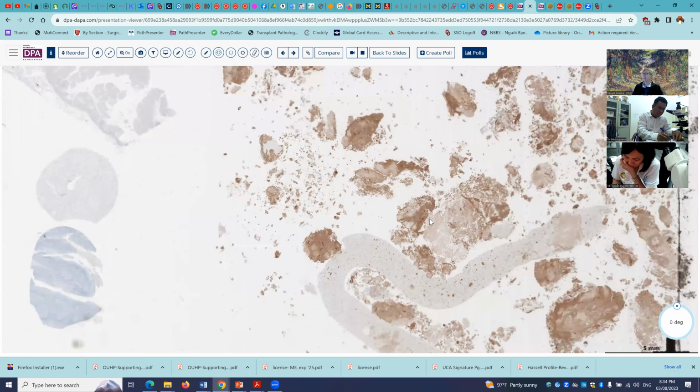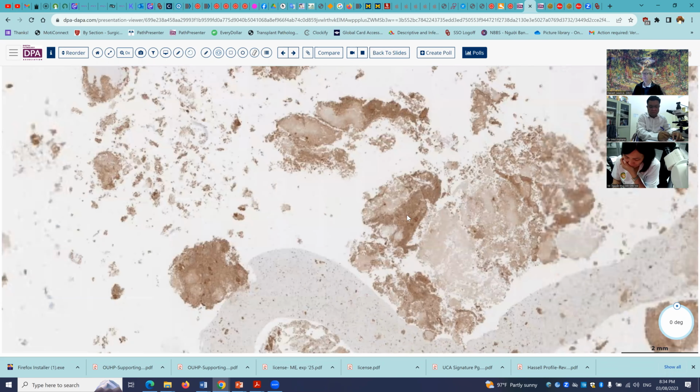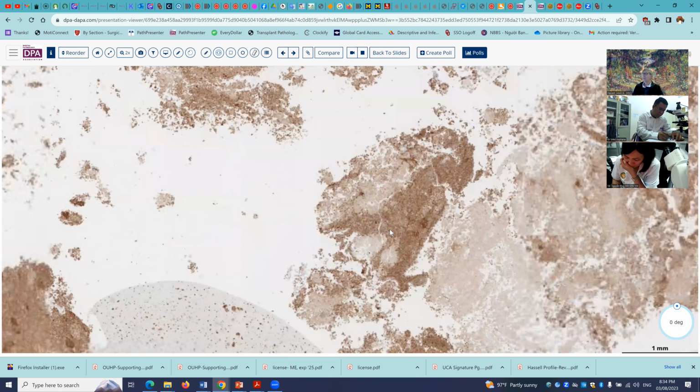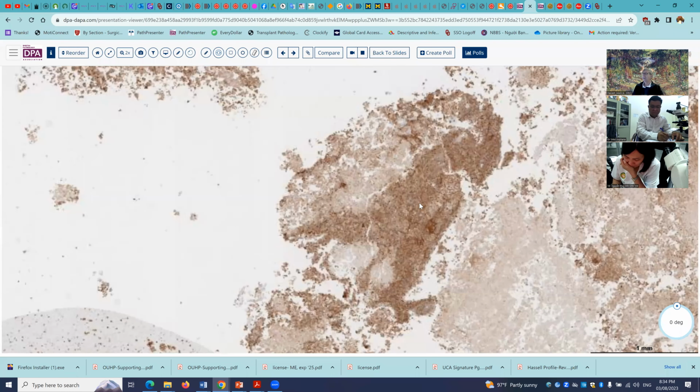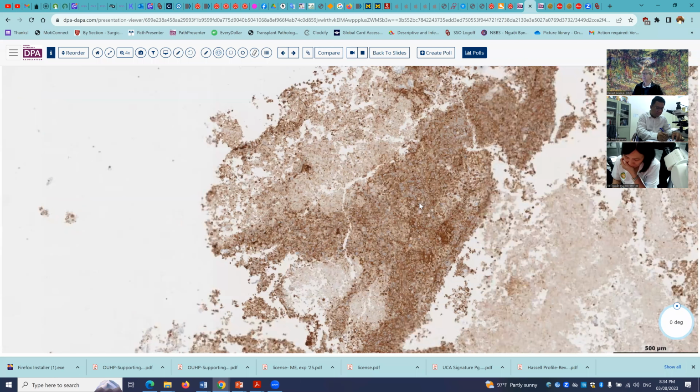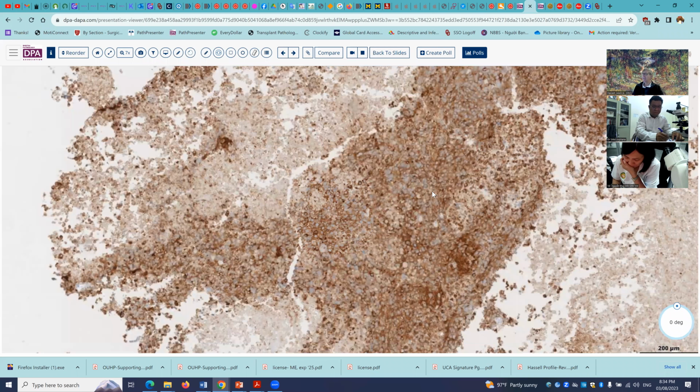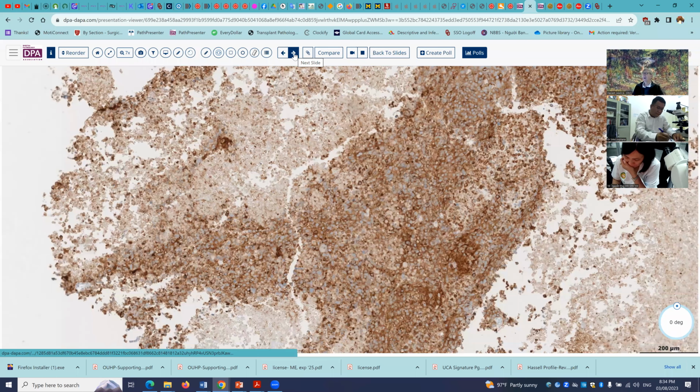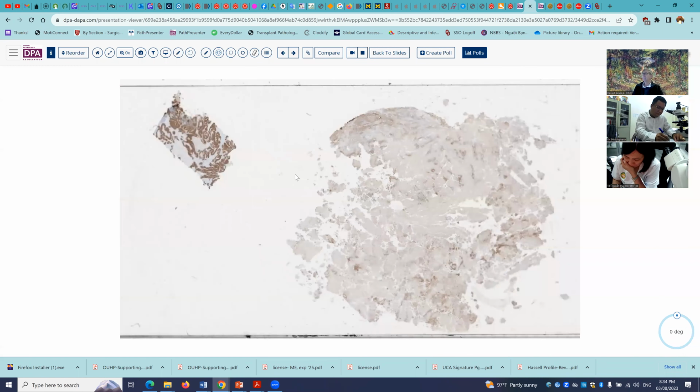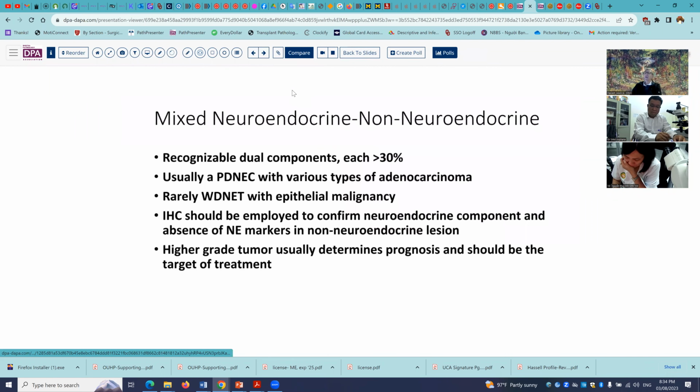So we had nice positive staining with neuroendocrine markers in a small cell malignancy. So this is a small cell carcinoma, a neuroendocrine carcinoma arising in the uterus. Now, interestingly, this was the Ki-67, which was markedly elevated as well.